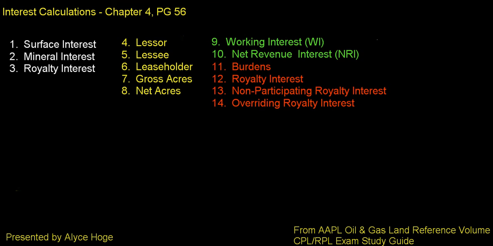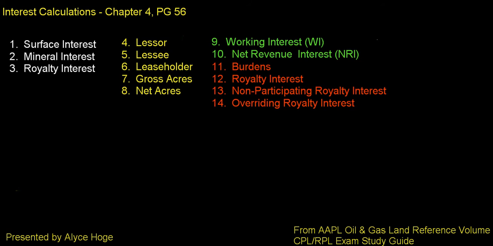Now I want to go over some of the interest calculations that are defined on page 56 of the AAPL guide. And what I've done is I've grouped these together by type. So for example, when we talk about the different types of interest, we can talk about a surface interest, a mineral interest, and a royalty interest.